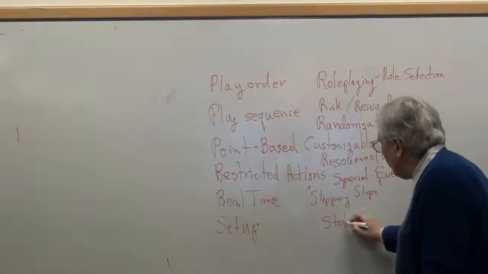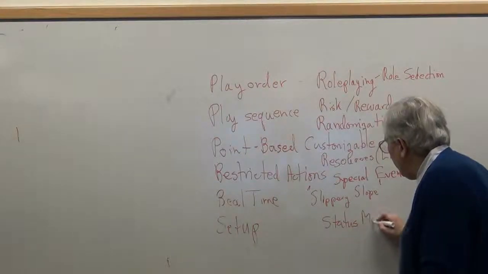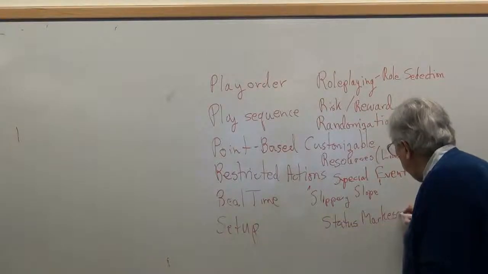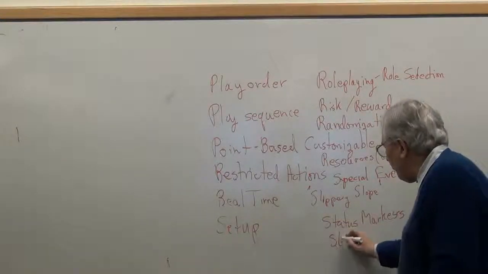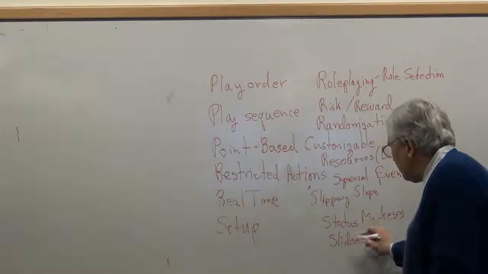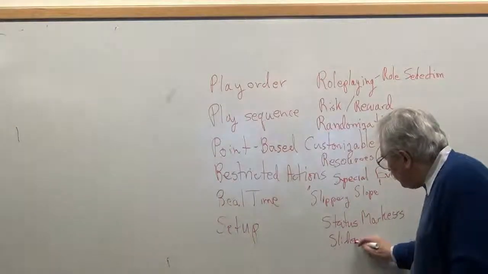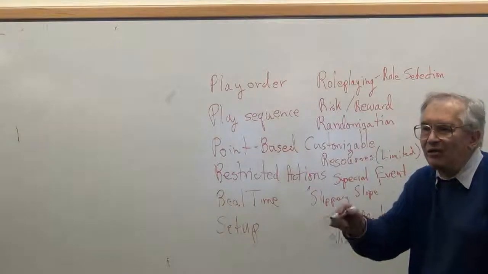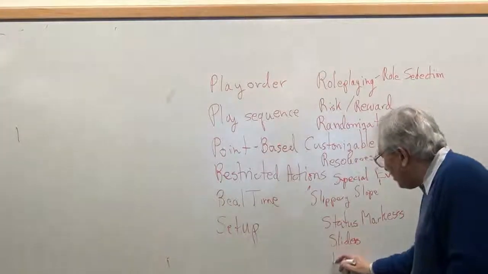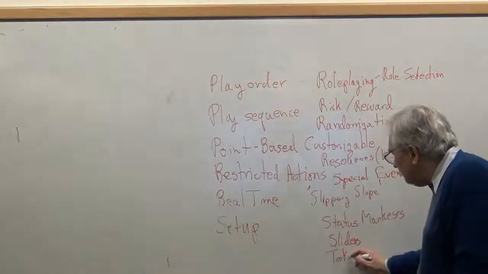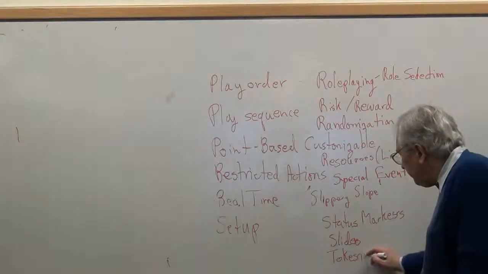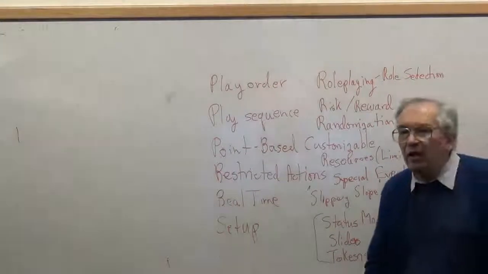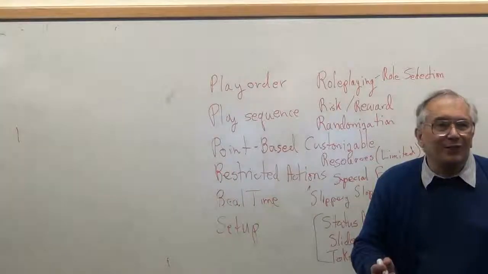Status markers. Sliders. The Carcassonne scoring thing is sort of an example of a slider, except you're just shoving the token around. Tokens. Things that record what is going on. Monopoly money.